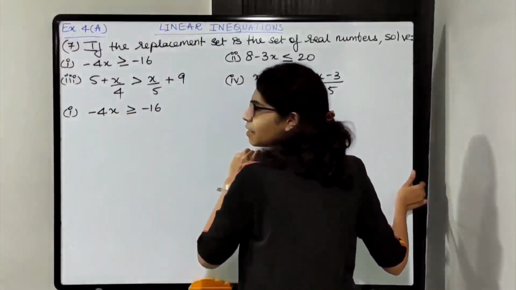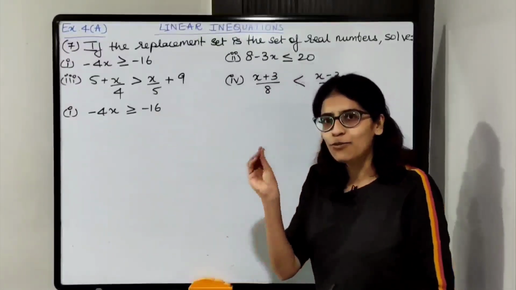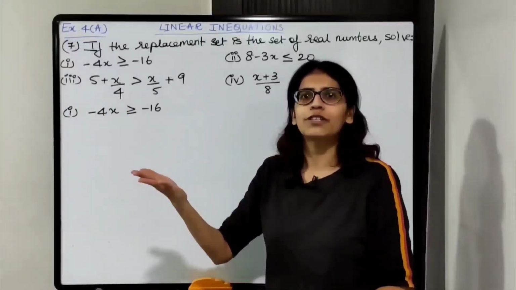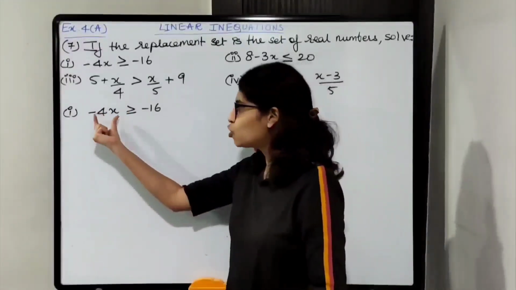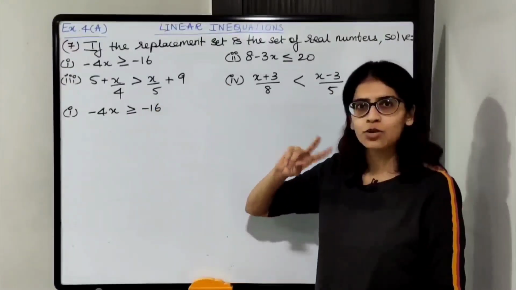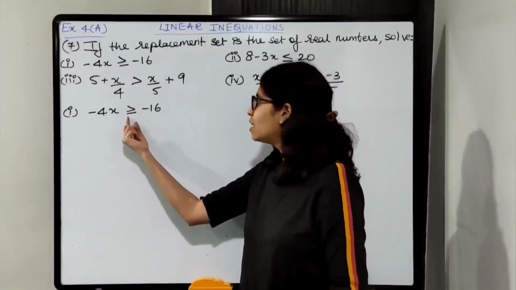Minus 4x is greater than or equal to minus 16. 4 को shift करना है, but before that x is negative. So let us make it positive. We are going to change the sign. When you change the sign on one side, you have to change it on the other side also. Simultaneous process. So when you change the signs on both the sides, ये क्या हो जाएगा?